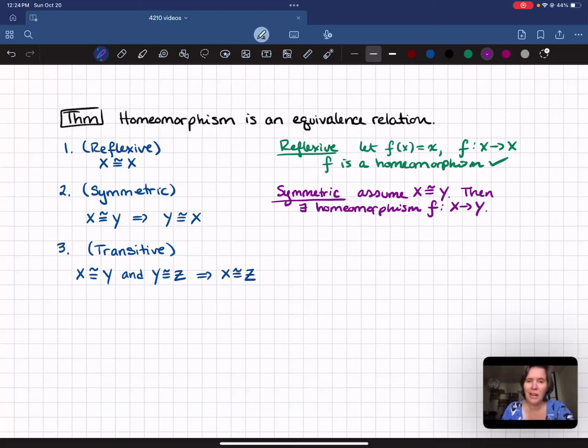I'm trying to prove that Y is homeomorphic to X, so how can I get a function that goes the opposite direction? Well, we already mentioned it just now. We'll let G be F inverse. Then G goes from Y to X. Because F is continuous, G inverse is continuous. And because F inverse is continuous, G is continuous. So G is continuous, and G has continuous inverse. It's the inverse of a bijection, so it is also a bijection, and so G is a homeomorphism.